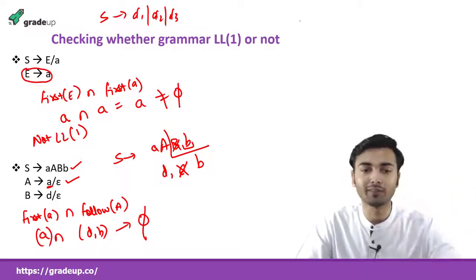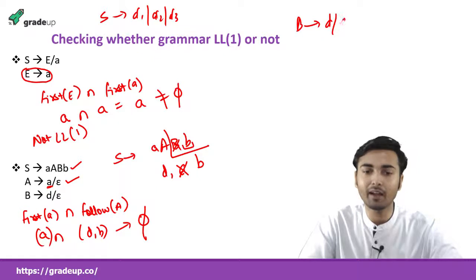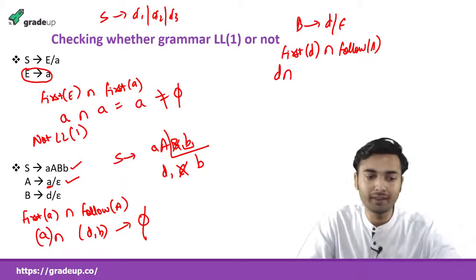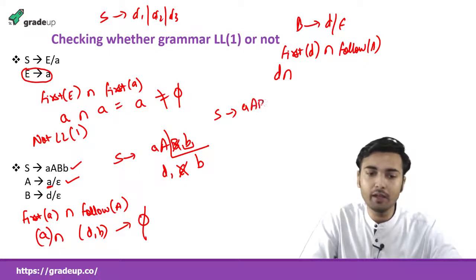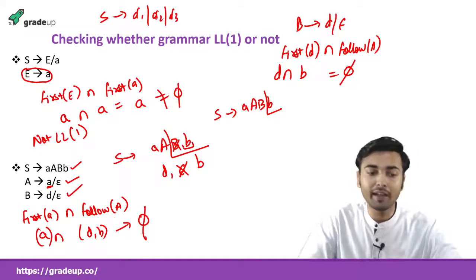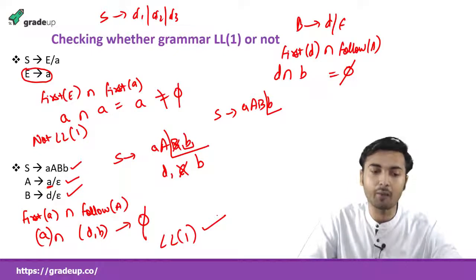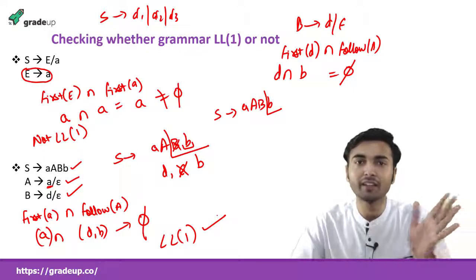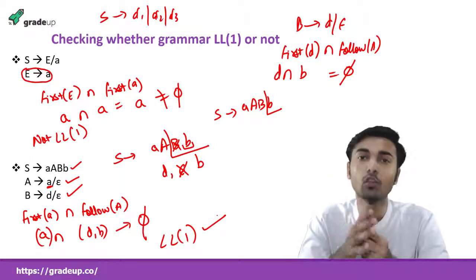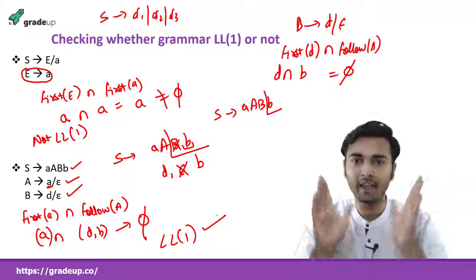Check for this production yourself now. B goes to D and null. So null is there. So first of B intersection follow of B. What is first of B? D. Intersection follow of B. See here, S goes to A, B, B. What is follow of B? First of B. So D intersection B is also phi. So this is also correct. Hence, this is a valid LL1 grammar. Got it? This is a way to check. See, there is no need to make that large parsing table to check. You can do it using the disjoint method. Got it? Any problem in this?